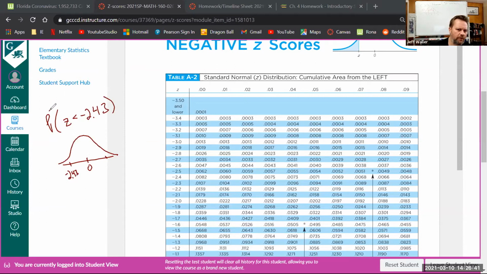Just like we did on the board with probability z less than -1, now I'm doing something more complicated because we have all the answers here. Can you shade in the area that this problem is talking about? Sort of like we did with the uniform curve where I shaded it in. Which way would I shade? To the left or to the right? To the left, because I want less than negative 2.43. So I want this area.